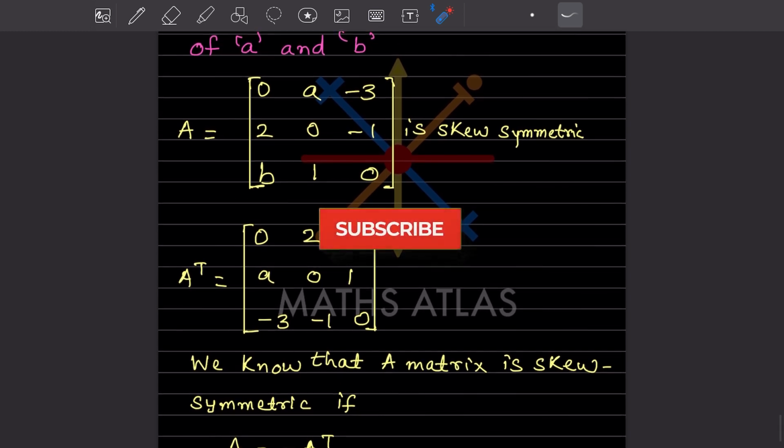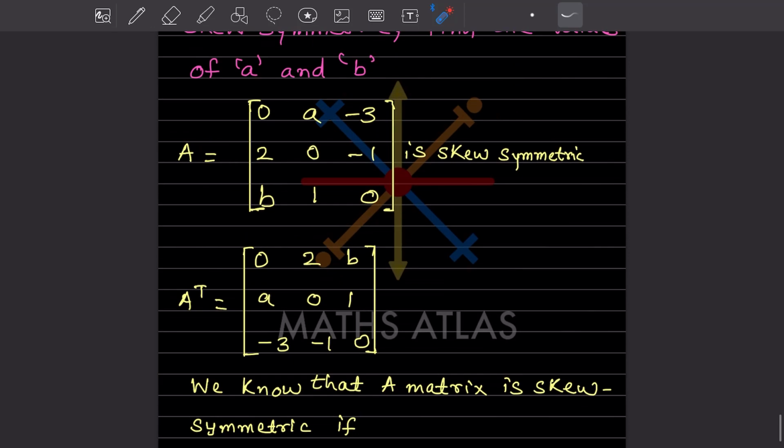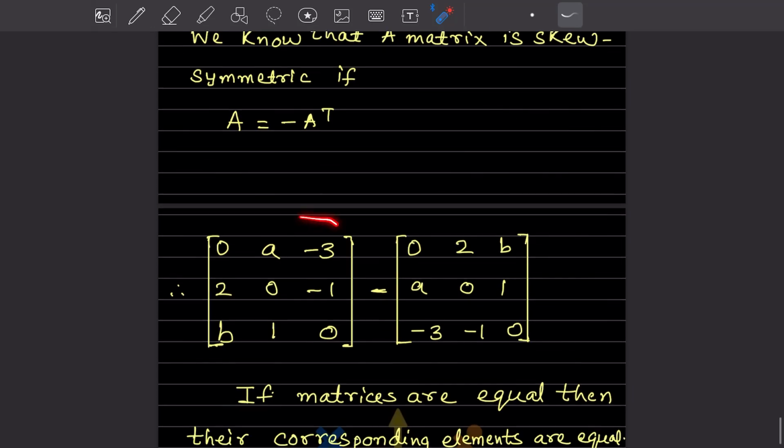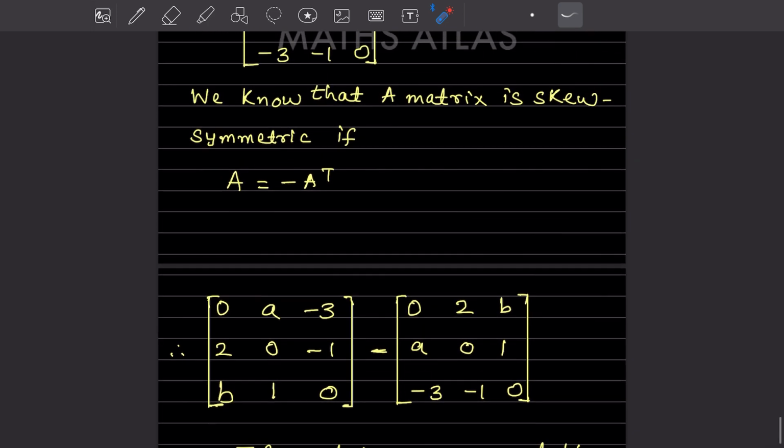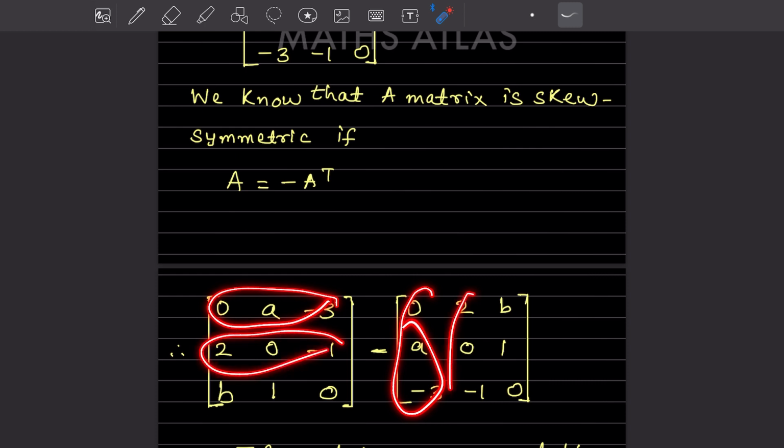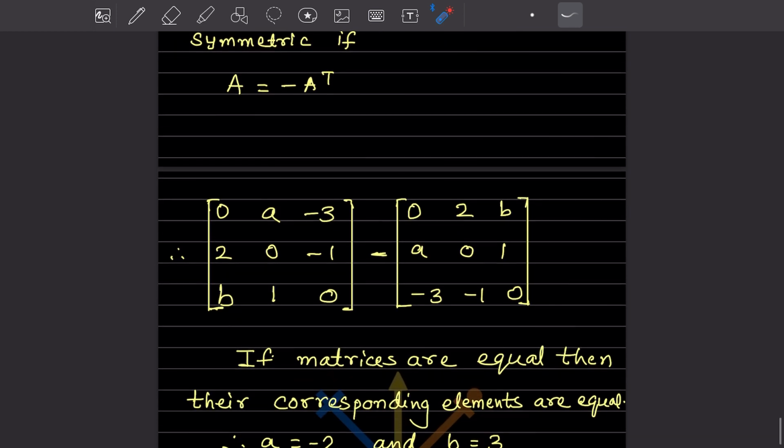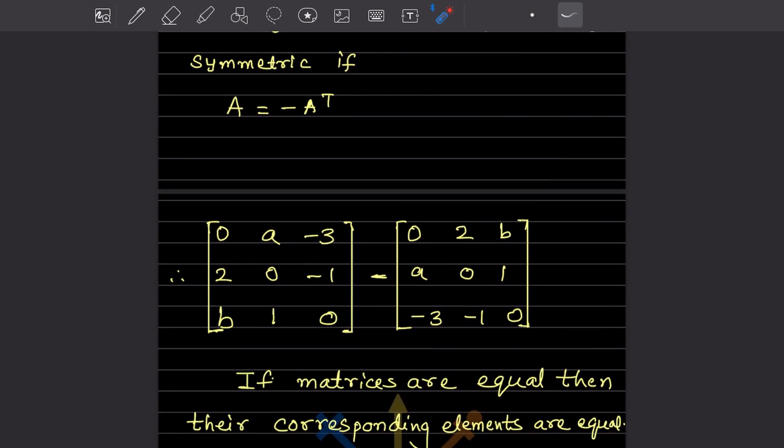So we know that a matrix A is skew symmetric if, what is the rule for that? A is equal to minus A transpose. So we have A, this thing we are going to write over here. This is A transpose. So we'll write this how? We are going to write this as here, this as here, and like this. So that we have to write here. So now what are we going to do here? We'll put an equal to sign, equal to minus A transpose.